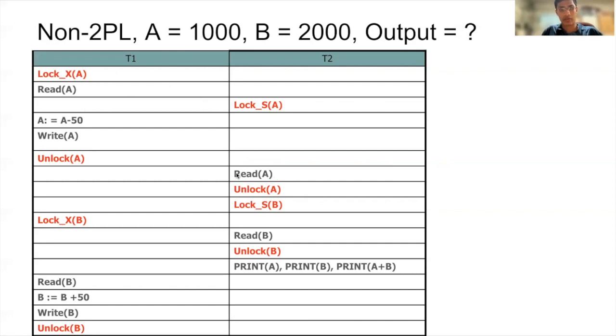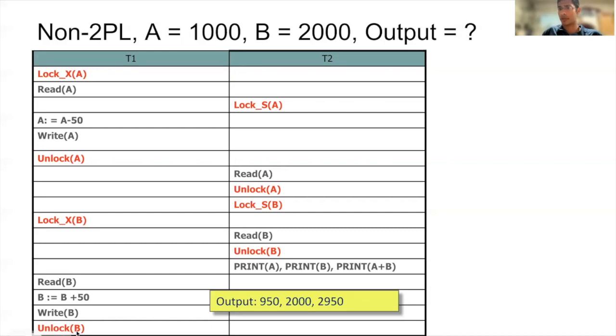So T2 has read the value of A as 950. Now T2 is going to get a shared lock on B, then it's going to read B. B's value is 2,000. And it's going to unlock B and print A, B, and A plus B. It'll get 2950 as the output. Meanwhile, transaction 1 will then read B and complete the financial transaction. It will give the $50 it took from A to B. It'll write B and unlock it.